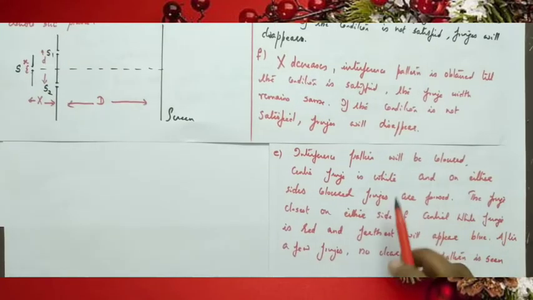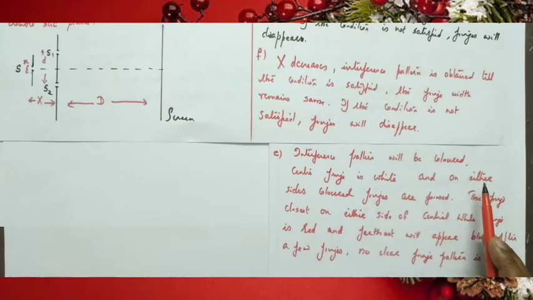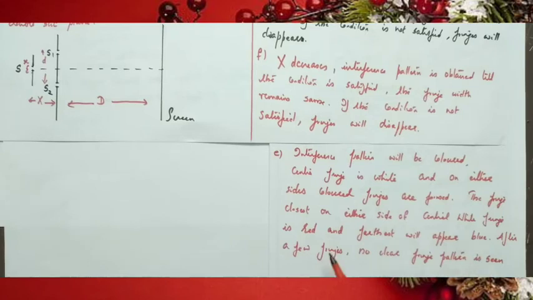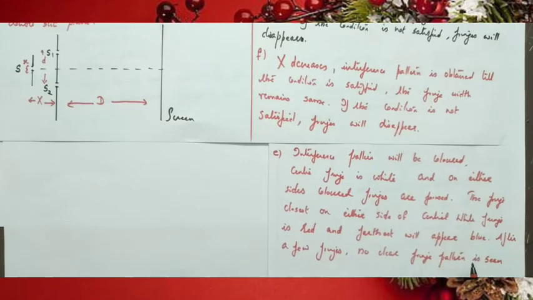See the answer. The interference pattern will be colored. The center fringe is white and on either side colored fringes are formed. The fringes closest on either side of the central white fringe will be red and the farthest will appear blue. After a few fringes, no clear fringe pattern is seen. So colored fringes are formed only closer to the center region; on either side, there is full illumination or no clear fringes. Okay, children?